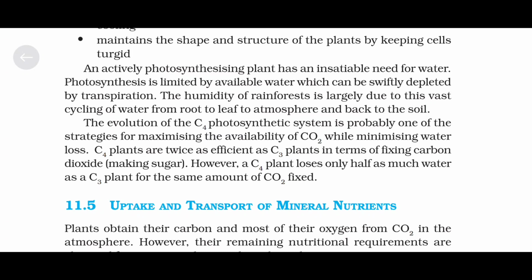The humidity of a rainforest is largely due to this vast cycling of water from root to leaf to atmosphere and back to the soil. The evolution of the C4 photosynthetic system is probably one of the strategies for maximizing the availability of carbon dioxide while minimizing water loss. C4 plants are twice as efficient as C3 plants in terms of fixing carbon dioxide to make sugar. However, a C4 plant loses only half as much water as a C3 plant for the same amount of carbon dioxide fixed.